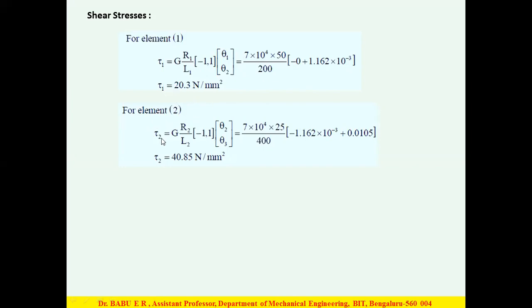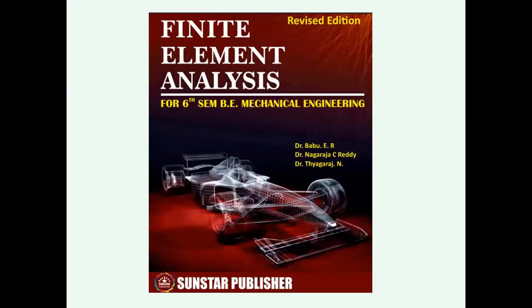Similarly for element 2, tau equals G into R2 by L2 times minus 1, 1 times theta 2, theta 3. G is 7 into 10 to the power of 4. The radius for the second element is 25 and L2 is 400. So minus theta 2 plus theta 3. You solve this and get the shear stress for the second element as 40.85 Newton per mm square. So this is the way of solving torsion problems. For more problems, you can refer to this book. Thank you.